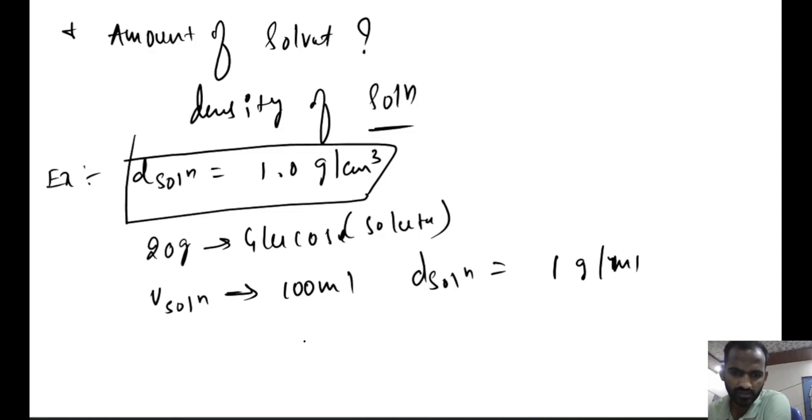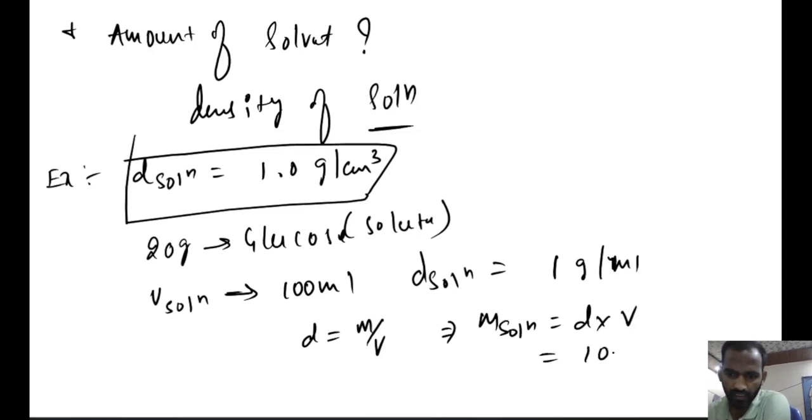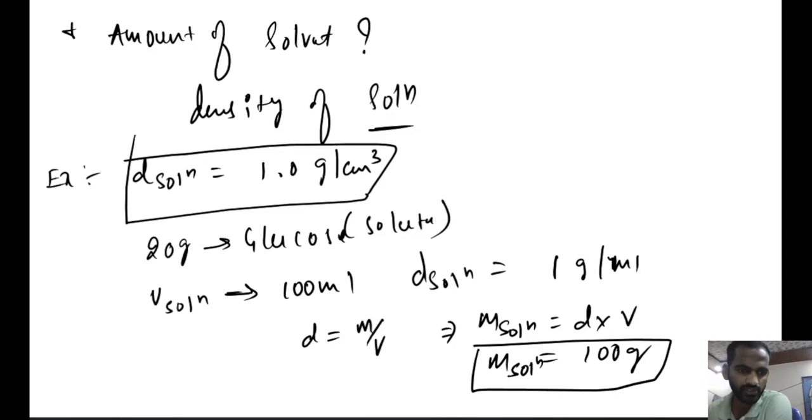Density we know. So now what is the formula of density? Density is equal to mass by volume. So I want to know the mass of solution, which is equal to density into volume. So it is equal to 100 gram only. Mass of solution is 100 gram. So now I got to know the mass of solution.